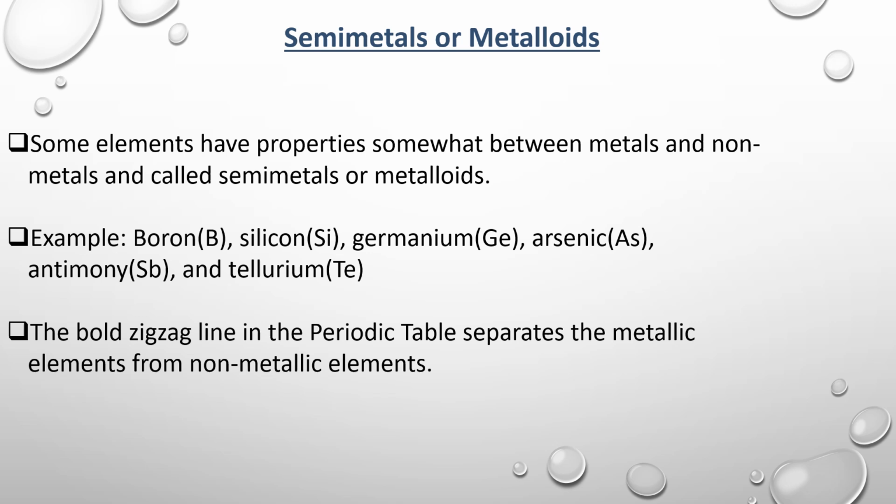Semimetals or metalloids. Some elements have properties somewhat between metals and non-metals and are called semimetals or metalloids. Example: boron, silicon, germanium, arsenic, antimony, and tellurium. The bold zigzag line in the periodic table separates the metallic elements from non-metallic elements.